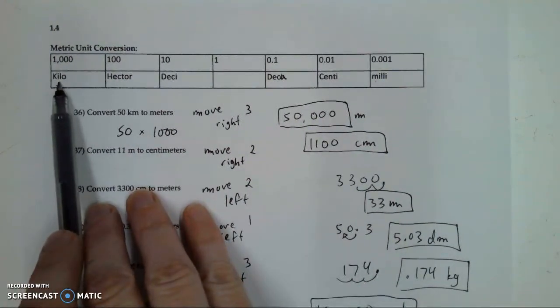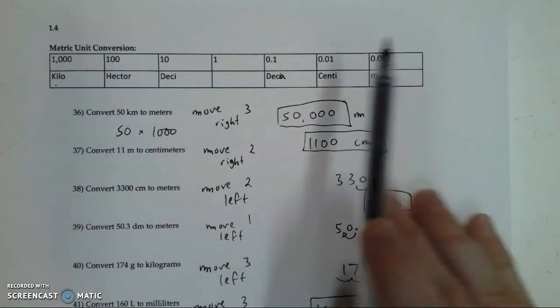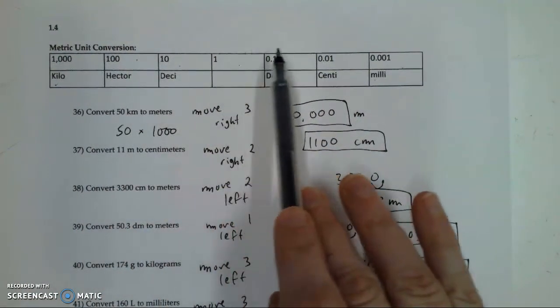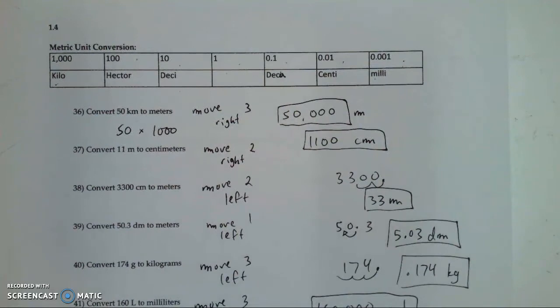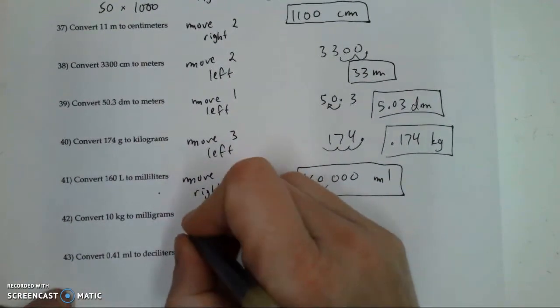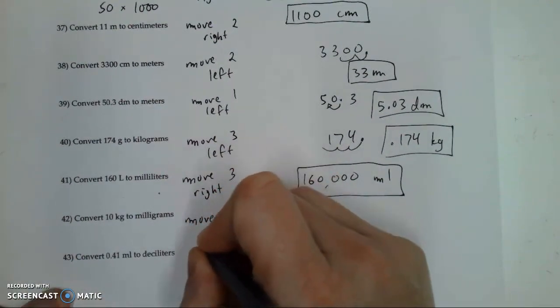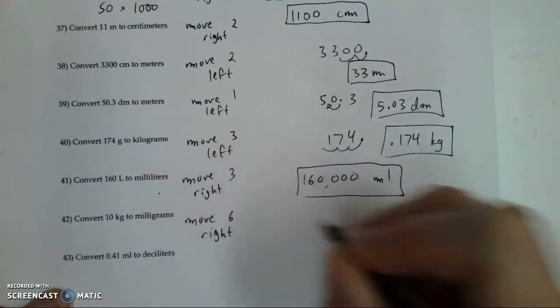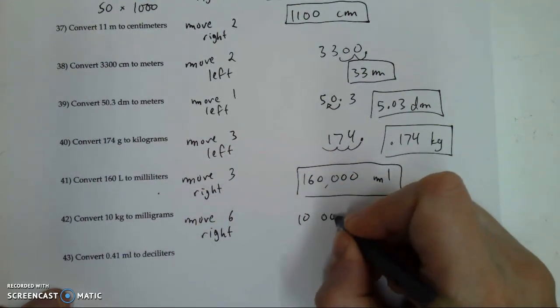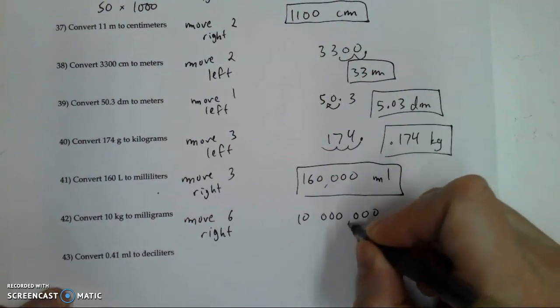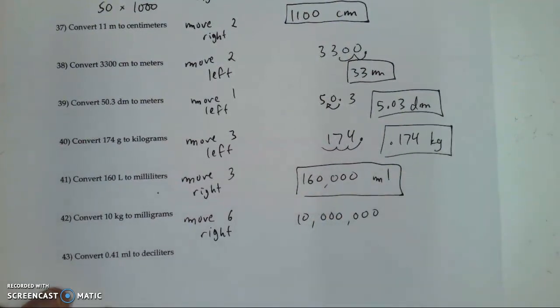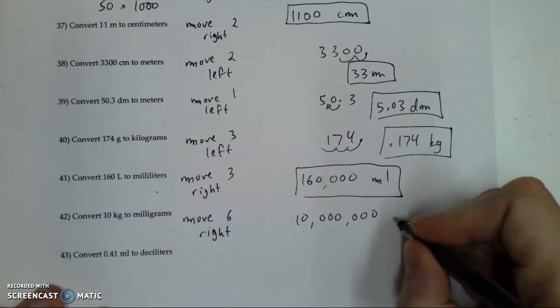Let's convert kilograms to milligrams. So I'm starting here and going way over here. So 1, 2, 3, 4, 5. I'm moving 6 to the right. So I'm adding 1, 2, 3, 4, 5, 6 zeros total. I need a lot of milligrams to get a kilogram.